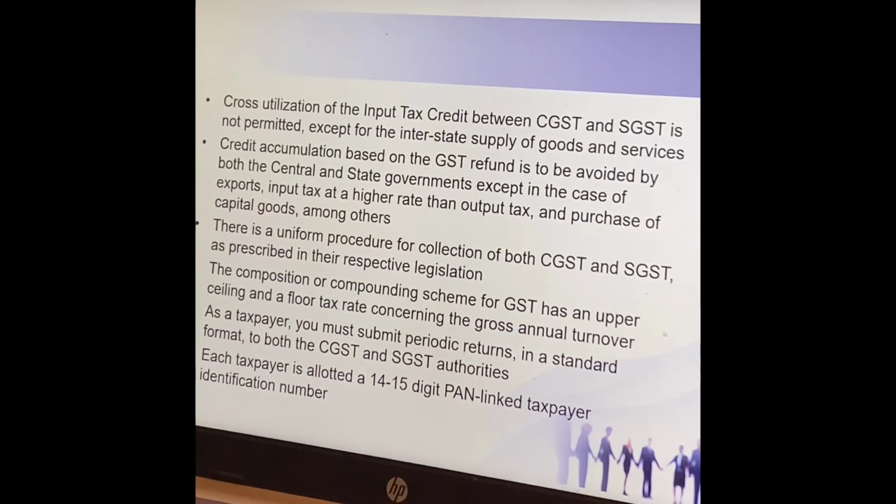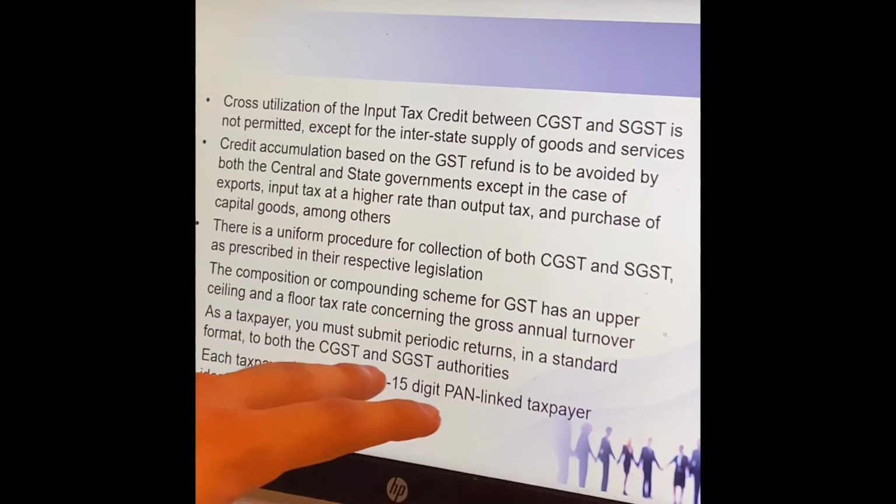There is a uniform procedure for collection of both CGST and SGST as prescribed in their respective legislation, which comes under the GST Act. The composition or compounding scheme for GST has an upper ceiling and a floor tax rate concerning the gross annual turnover. As a taxpayer, you must submit periodic returns. So this is an important point.